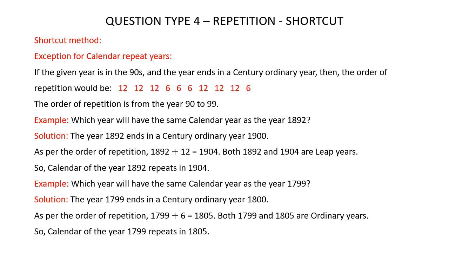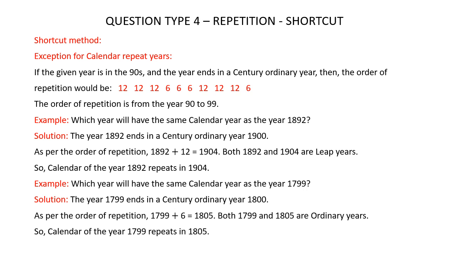So now that you know the shortcut method and the rules for finding the calendar repeat years when the given year is a leap year or when the given year is an ordinary year, let's look at the exception for calendar repeat years. So there is an exception for the shortcut method for finding calendar repeat years.